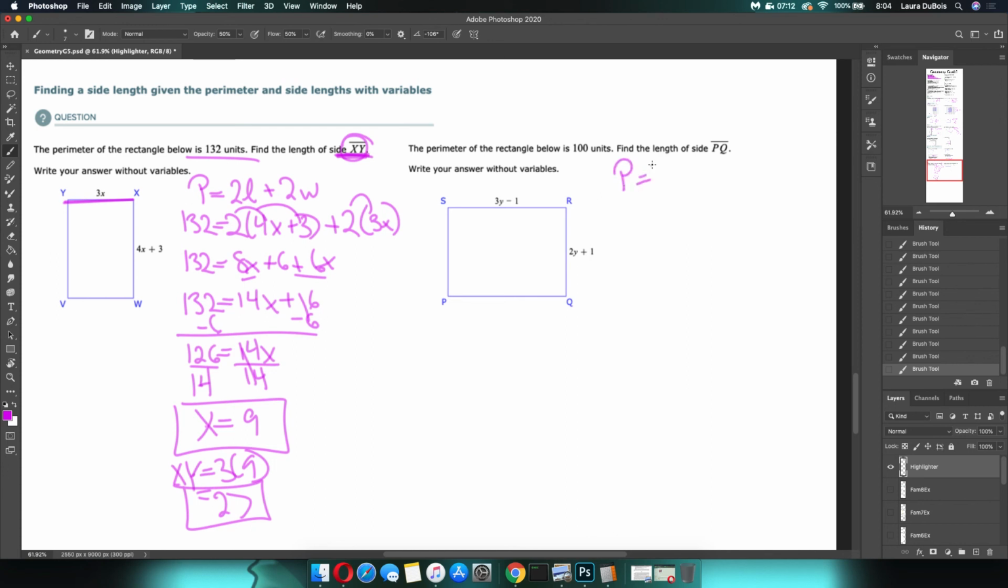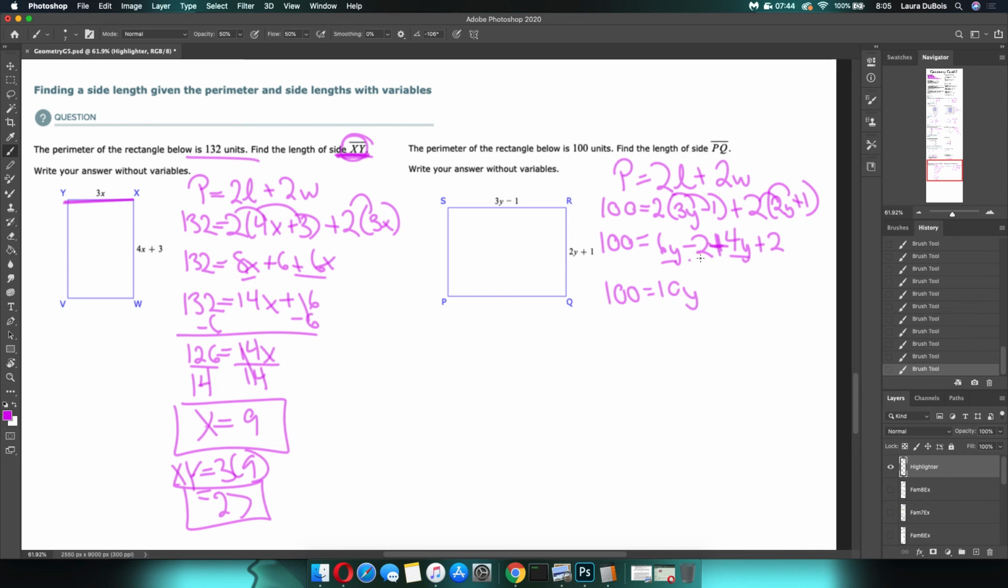So perimeter is twice the length plus twice the width. Now that we know what the setup is, the perimeter is 100. So twice the what? 3y minus 1, 3y minus 1, plus twice the what? 2y plus 1. Okay, so 100 equals distribute. So 6y minus 2, plus distribute 4, plus, miss 2, well, I'll write correctly, 4y plus 2. Like terms, 100 equals, wow, 10y, and then the 2's, oh, the 2's completely cancel. Divide by 10, divide by 10, y equals 10.